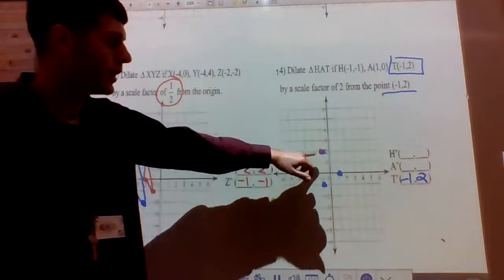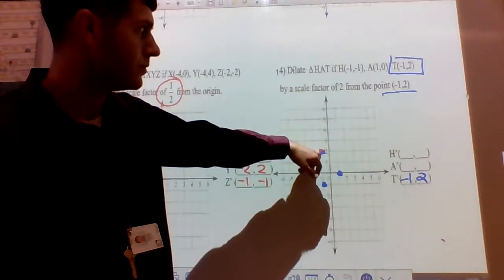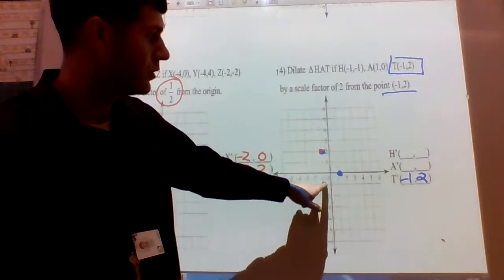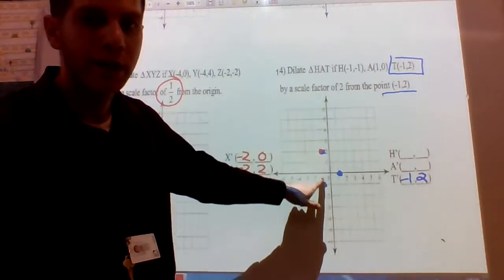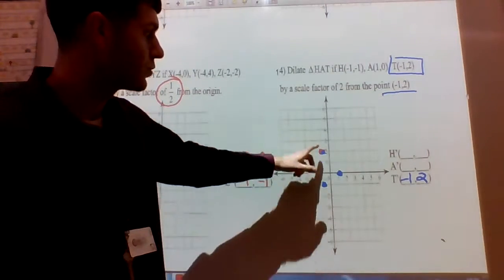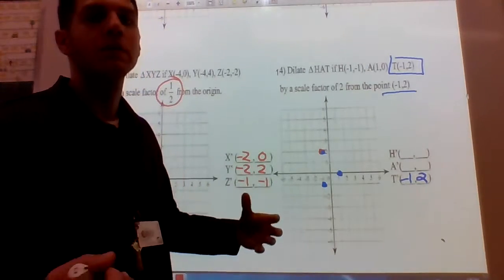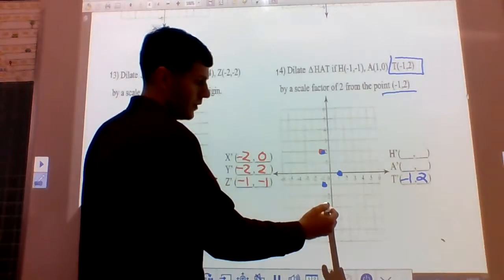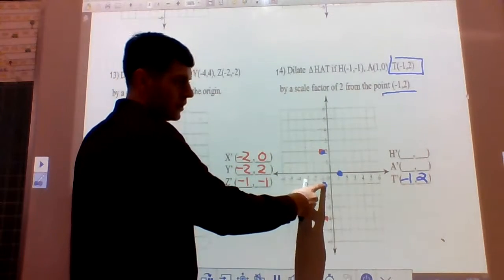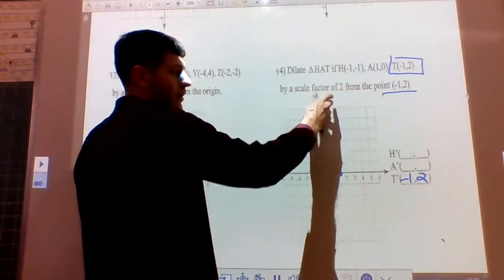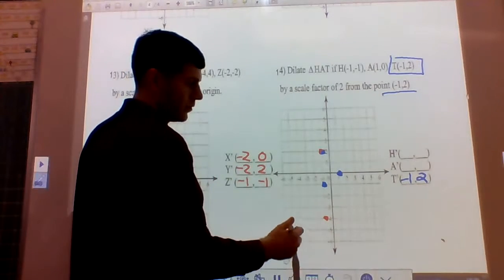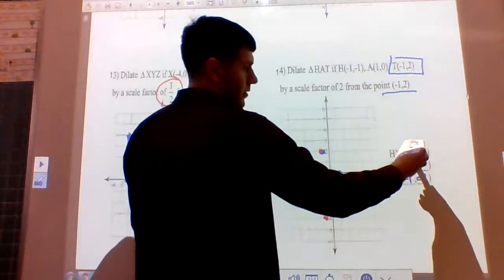So we're expanding away from the point negative one, two by a factor of two. So let's look at the point negative one, negative one. Negative one, negative one is 3 units away straight down from the center of dilation, the point where we're expanding from. So if it's 3 units away and our scale factor is two, it now has to be 6 units away. So 1, 2, 3, 4, 5, 6, and it's expanding out uniformly in all directions. So if this one's straight down 3 units, when you dilate by a factor of two, it's now going to be down 6 units. Because 3 times 2 is 6. So our new point is -1, -4.